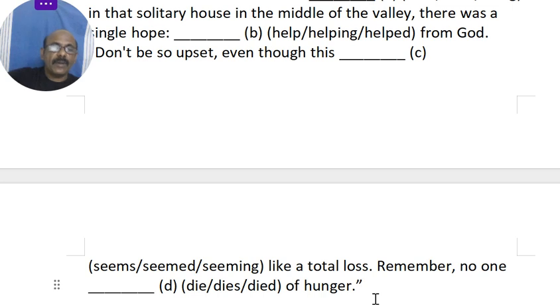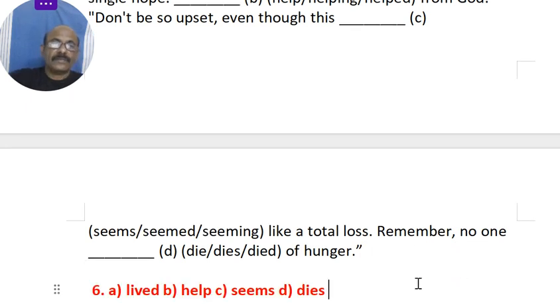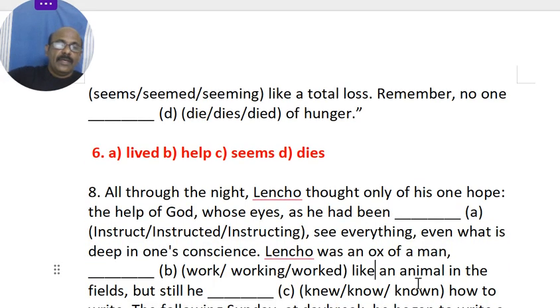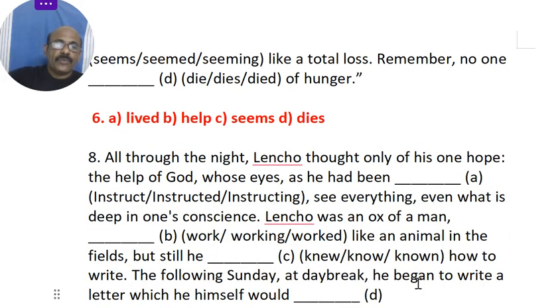Next, remember, no one dash of hunger. Remember, no one dash. This is still in the inverted commas. You can use only present tense. Dies, dies. No one, it's for a singular. So say no one dies of hunger. Yeah, that's it. Fine, come to the next one.